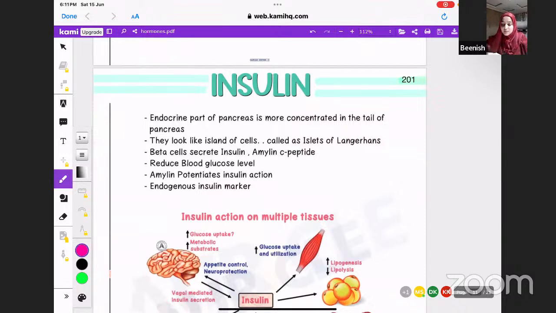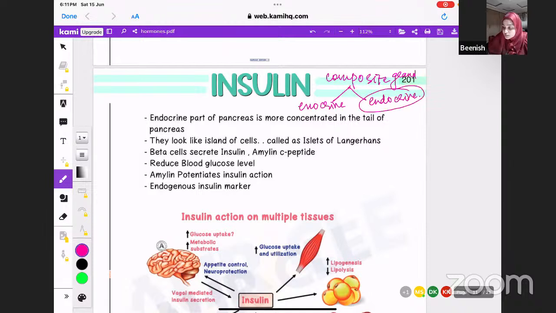Now, moving ahead, let's talk about insulin, another very important hormone. It is secreted from the pancreas. Your pancreas is a composite gland, that is, it has both an exocrine and an endocrine part.